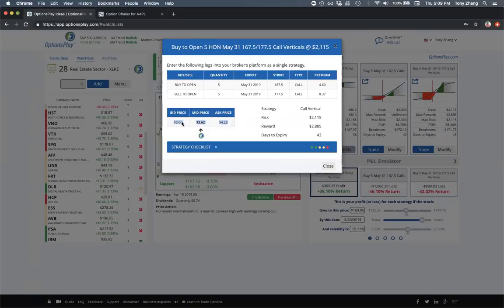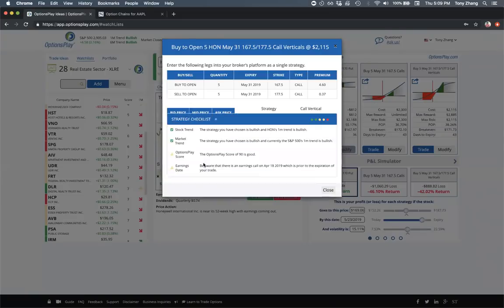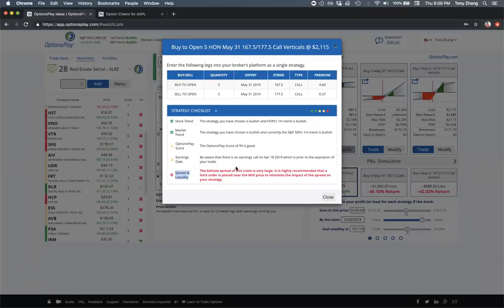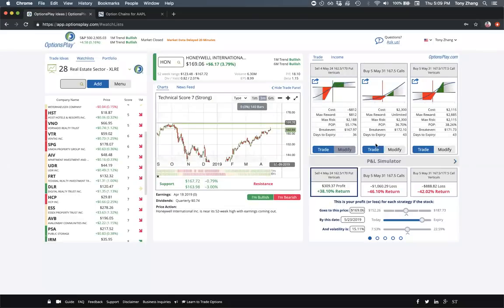So here, $3.06 by $4.23, that's a massive spread. That's why on our spread of liquidity, we're telling you that this is not very liquid. So we use the bid-ask spread, which is usually a much better gauge for liquidity than open interest and volume.